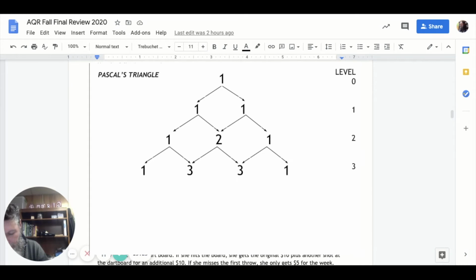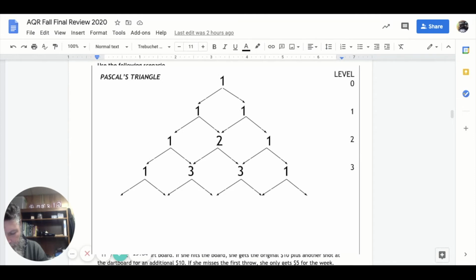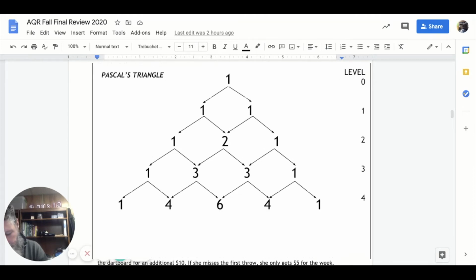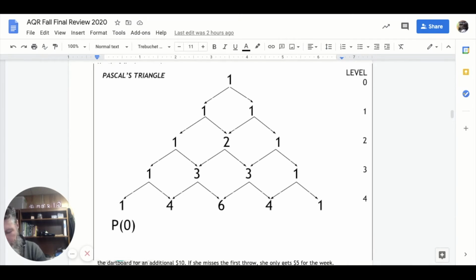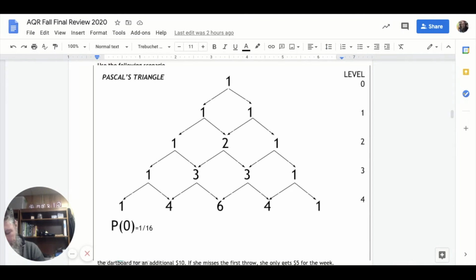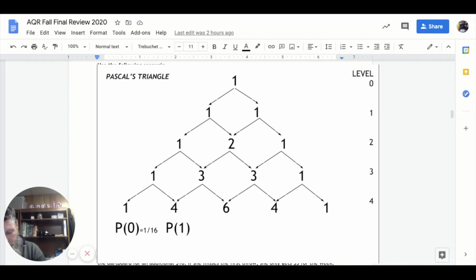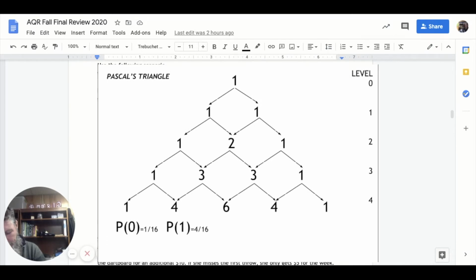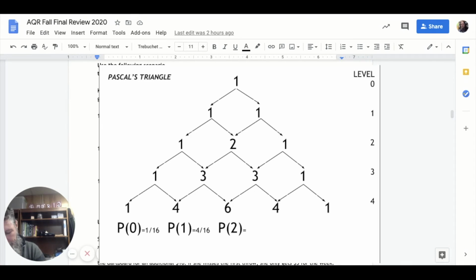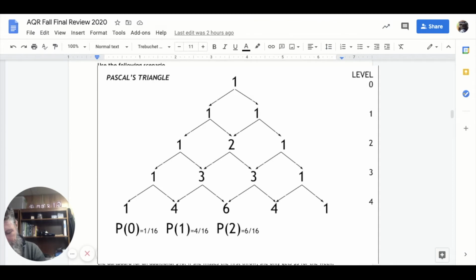This is 1, 3, 3, 1. And then finally, we come to level 4: 1, 4, 6, 4, 1. Probability of 0 is going to be 1 out of how many? 2 to the 4th, 16 possible outcomes. Okay? So it's 1 out of 16. Probability of 1 is 4 out of 16, which is 1/4. Probability of getting 2 is 6 out of 16.